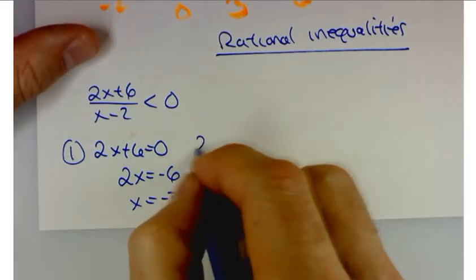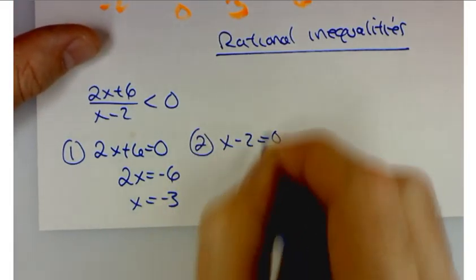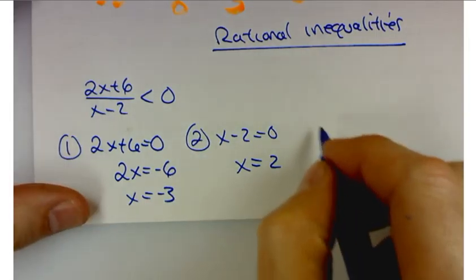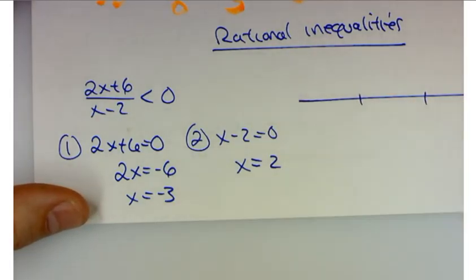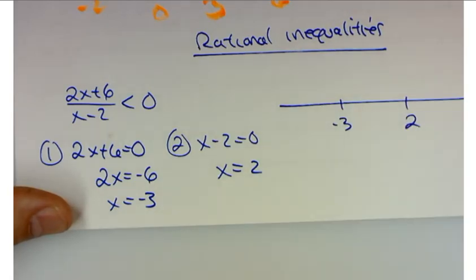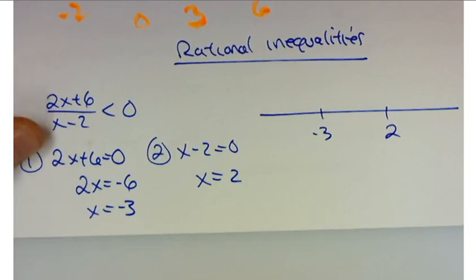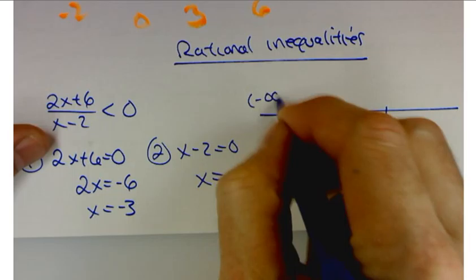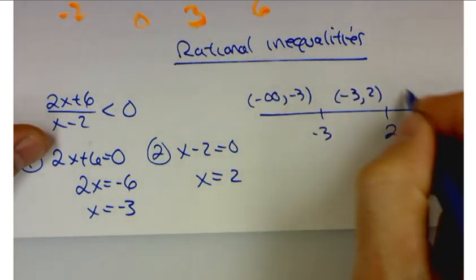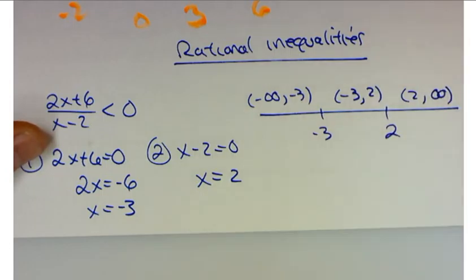Where does the denominator equal 0? 2. So those are my 2 points. Those are what I'm going to use to break up the number line, and I'll be testing in those intervals or in between those intervals. So I got points at -3 and 2. That gives me intervals at -infinity to -3, -3 to 2, and 2 to infinity.